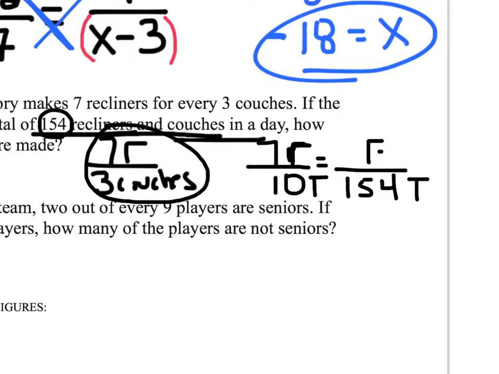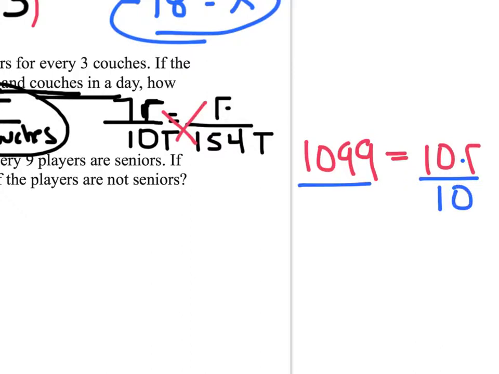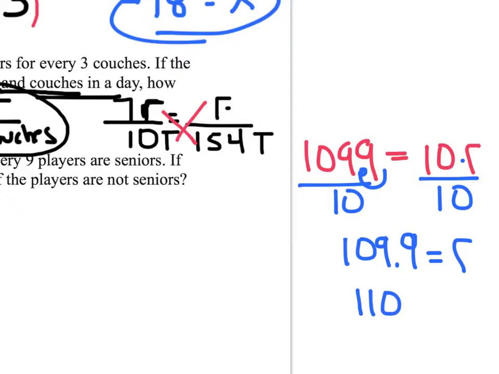And then in order to solve, I cross multiply. With these numbers I made up, we may get a decimal, so just be aware. Okay, I'm going to cross multiply here. 7 times 154 is 1099. And 10 times r is 10r. So then if we have to solve for r, we're going to divide by 10, right? And that would turn out to be 109.9 equals r, or roughly we could say 110 recliners, right?